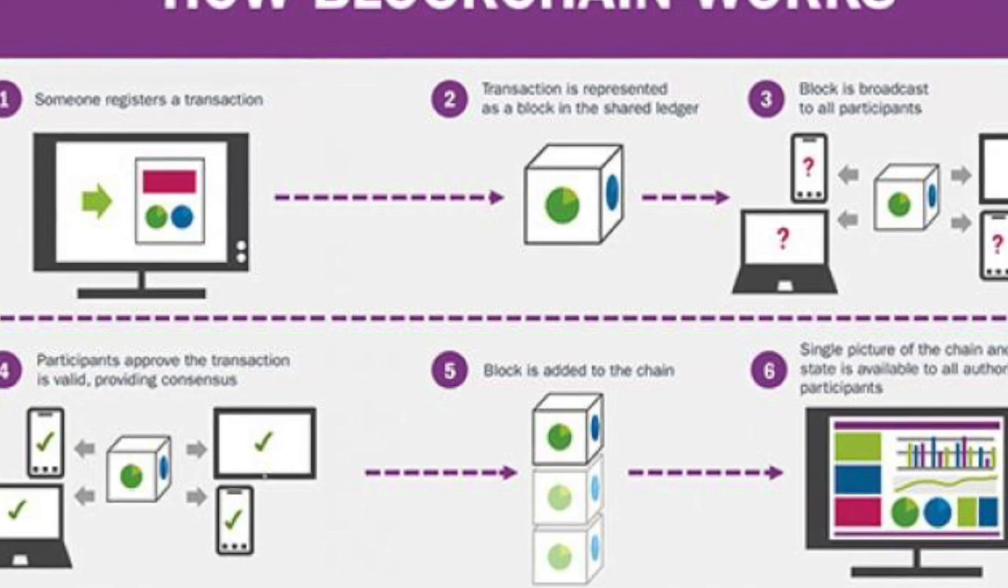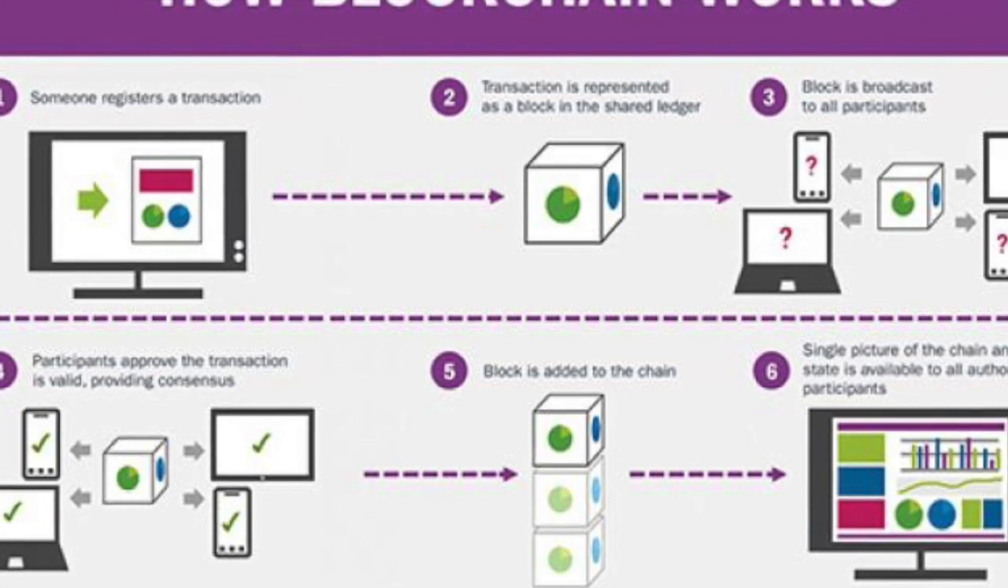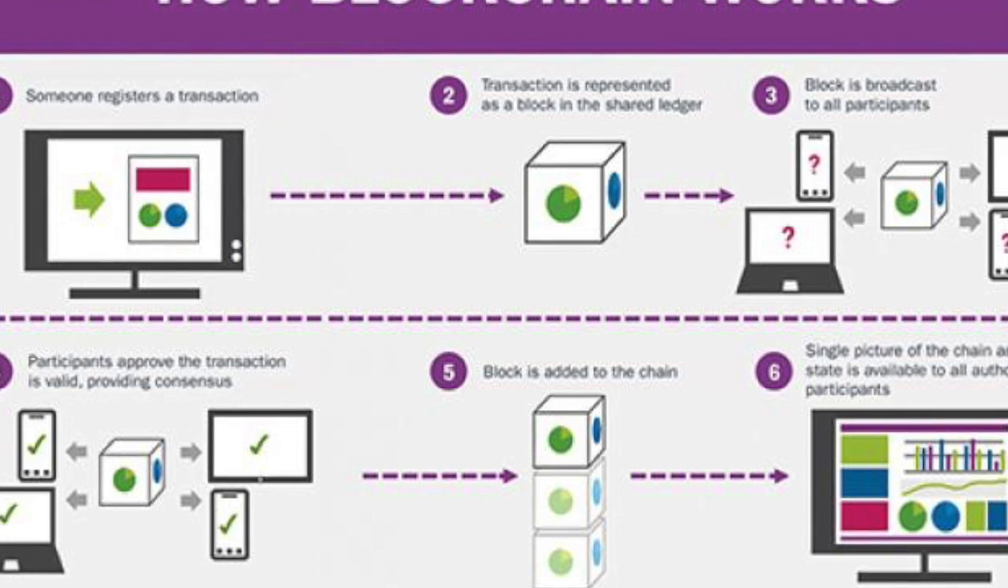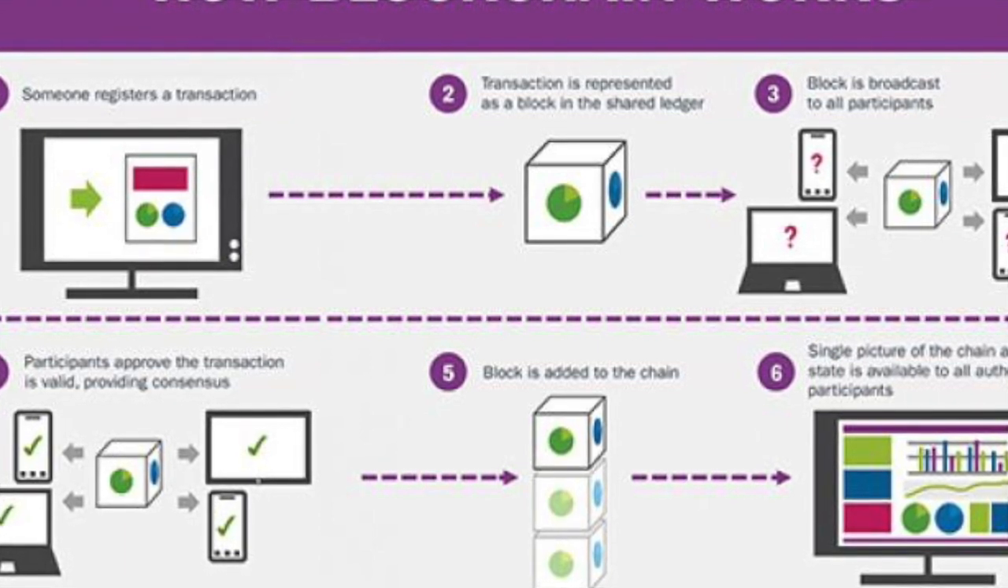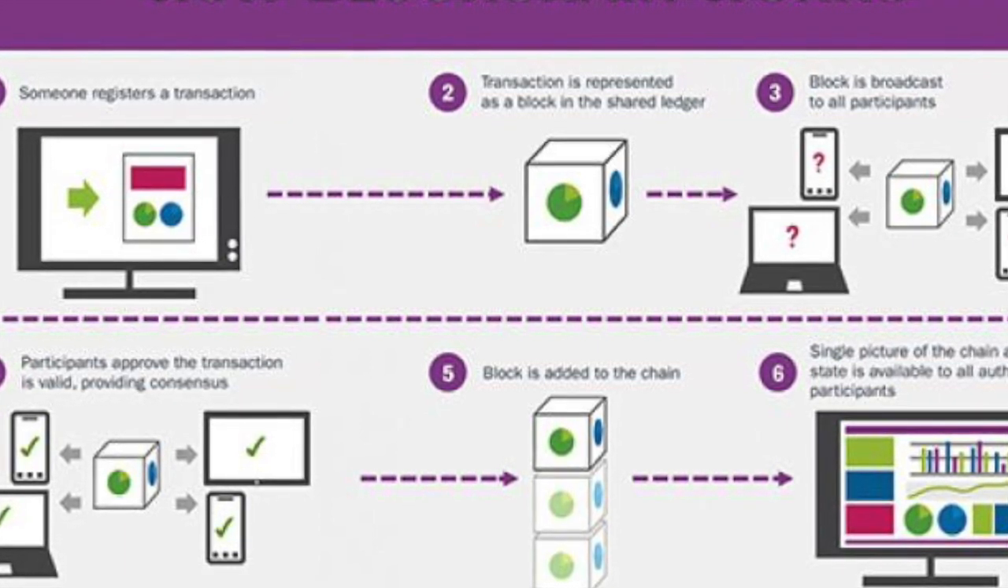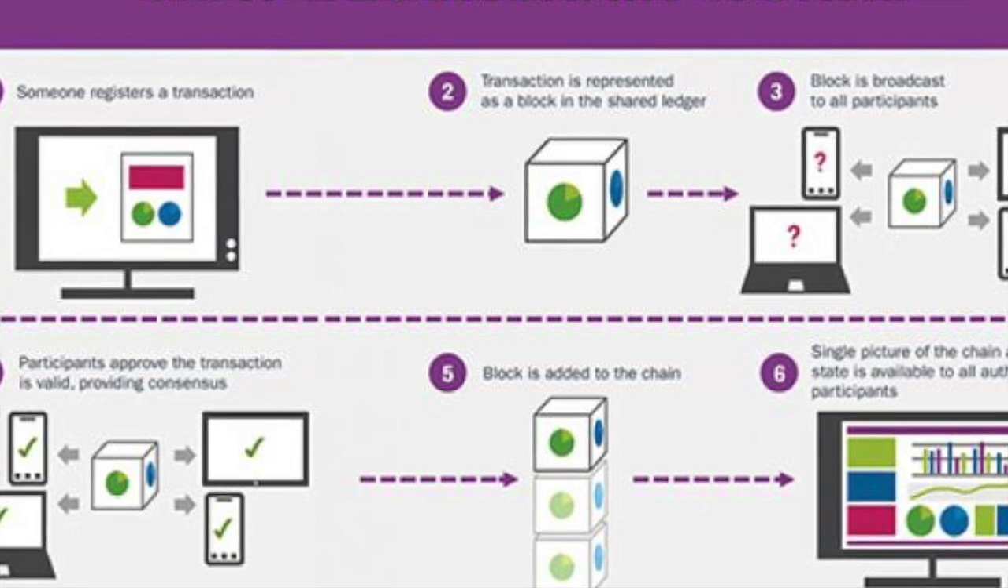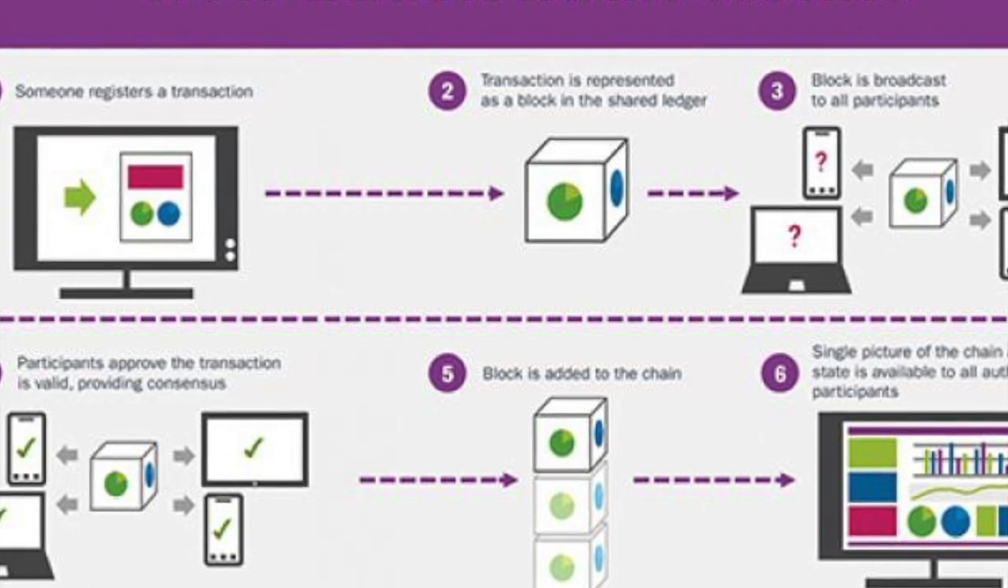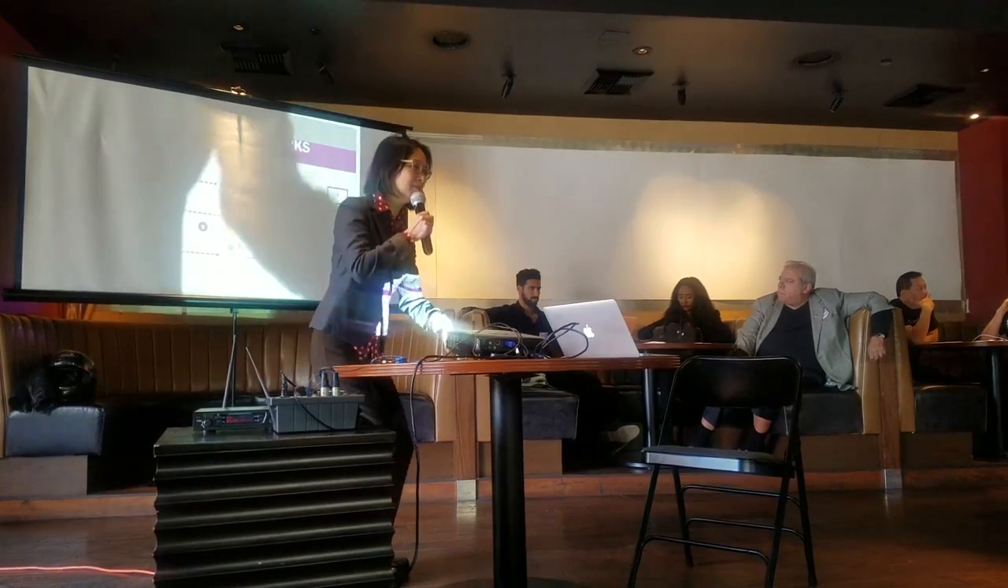So it's decentralized, it needs people's consensus. And the block is added to the chain. And then finally, a single picture of the chain and actual state is available to all authorized participants. That's what blockchain is. Okay, so this is the visual picture.